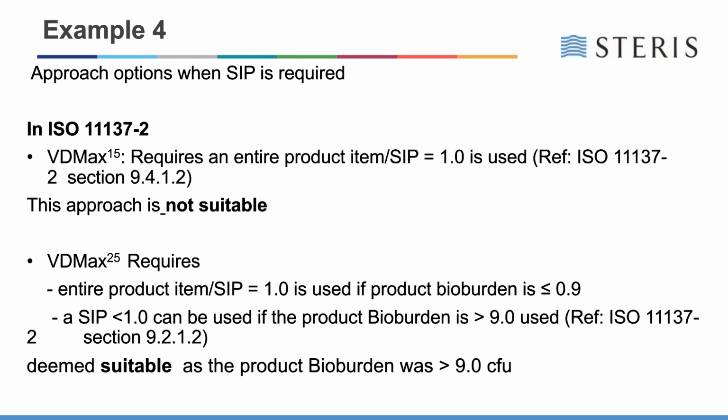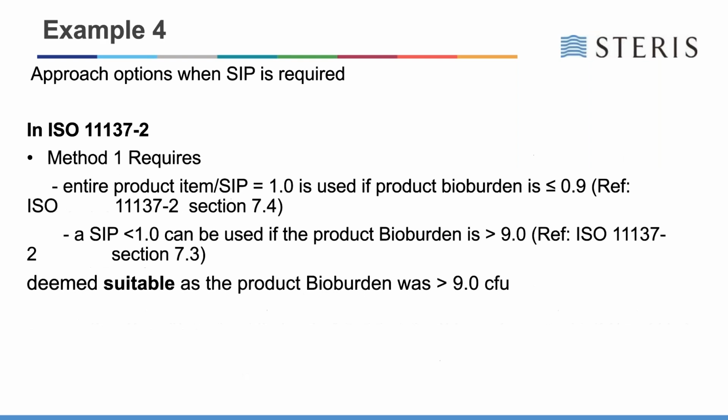VD Max 25, the entire product item or SIP of 1 is used if the bioburden is less than 0.9. Our bioburden is not, so a SIP of 1.0 can be used if the bioburden is greater than 9 CFUs. So it was determined that the VD Max 25 could be a suitable approach, as the bioburden was greater than 9 CFUs, our SIP could be less than 1, and our overall bioburden didn't exceed the VD Max 25 requirements.